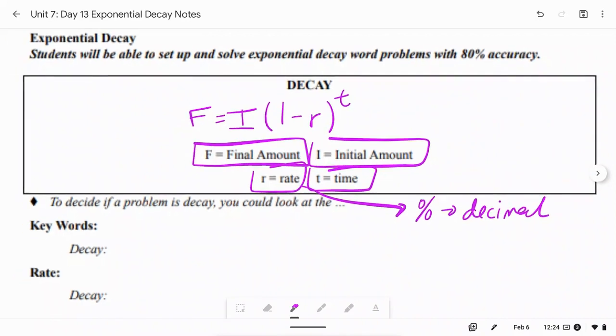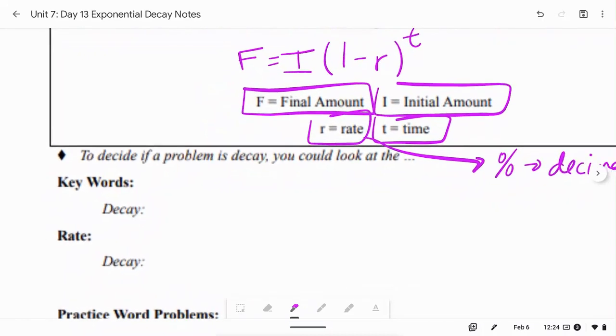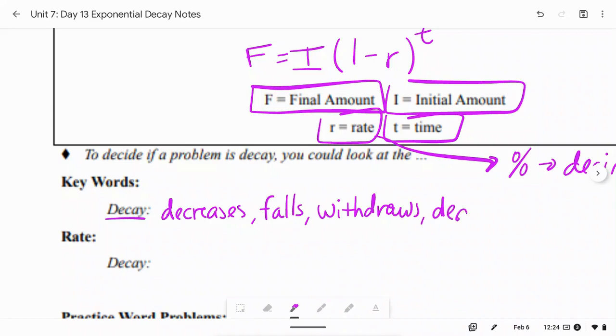T is time. So when you're looking at a word problem, you're going to have to look for keywords that would represent decay, because on the quizzes and the tests and the homework, it's not necessarily going to tell you that it's an exponential growth or exponential decay problem. So some keywords that mean decay in word problems would be anything that is similar to decreases or falls, withdraws, or depreciates. Those are some of the more common vocab words that you'll see in exponential decay word problems.